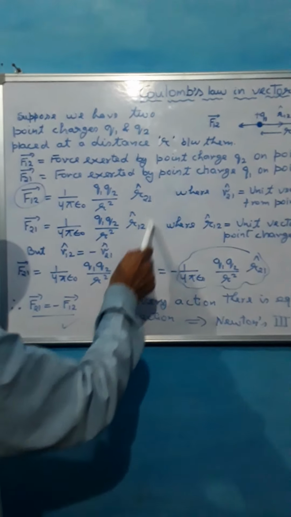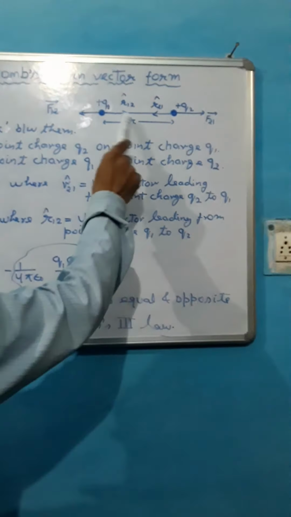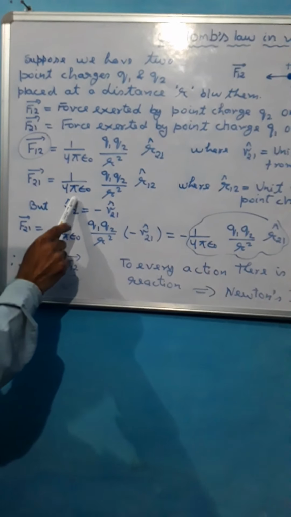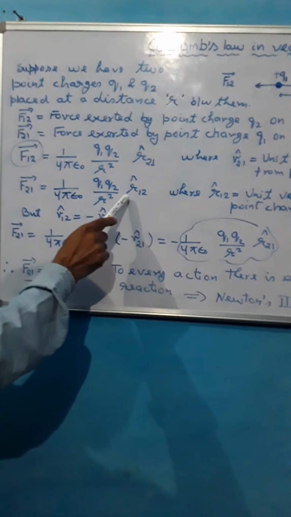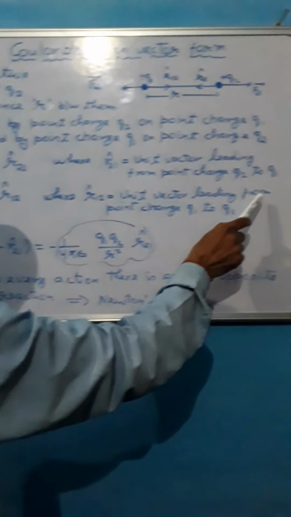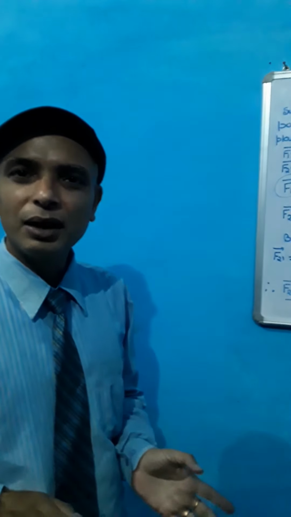Here I have introduced the unit vector, and I have explained that a unit vector is a vector which has unit magnitude but a definite direction. So r21 cap is the unit vector leading from point charge q2 to q1. Here I have shown it, you can observe r21. In F21 I have written 1 upon 4 pi epsilon 0 q1 q2 upon r square, the unit vector r12 cap. You can observe here, this is the unit vector leading from point charge q1 to q2. So these two are the vector forms. Okay, and I have also proved Newton's third law.